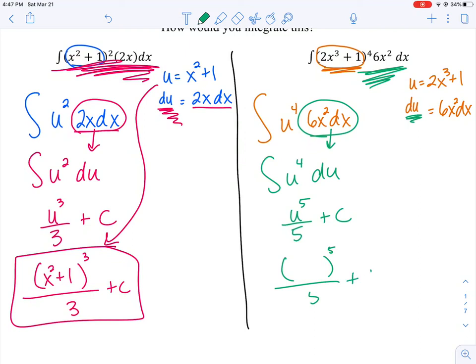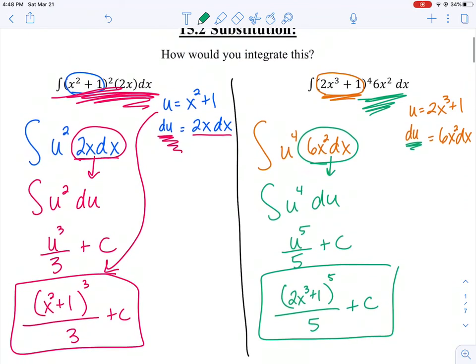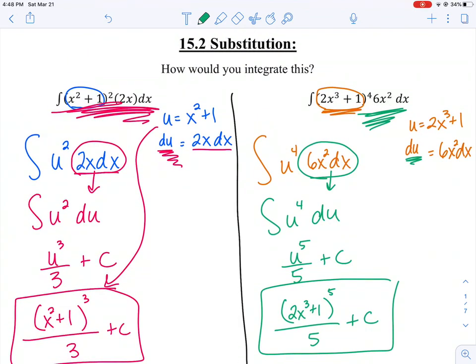Take what we called u in the first place and plug that back into my problem. So what did we call u in the first place? Well, that was our 2x cubed plus 1. So my antiderivative is 2x cubed plus 1 to the fifth power over 5 plus c without having to FOIL it out 4 times. It's called U-Substitution.